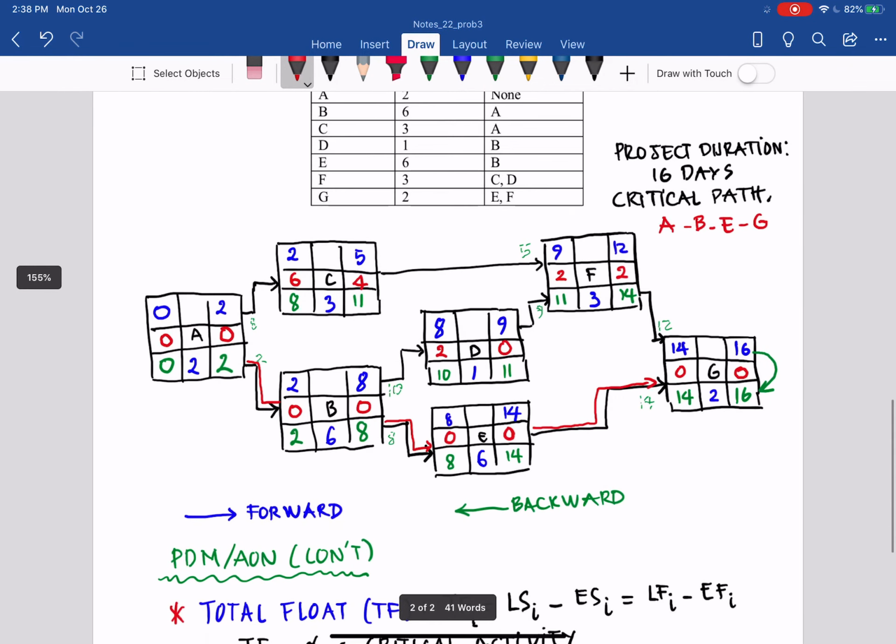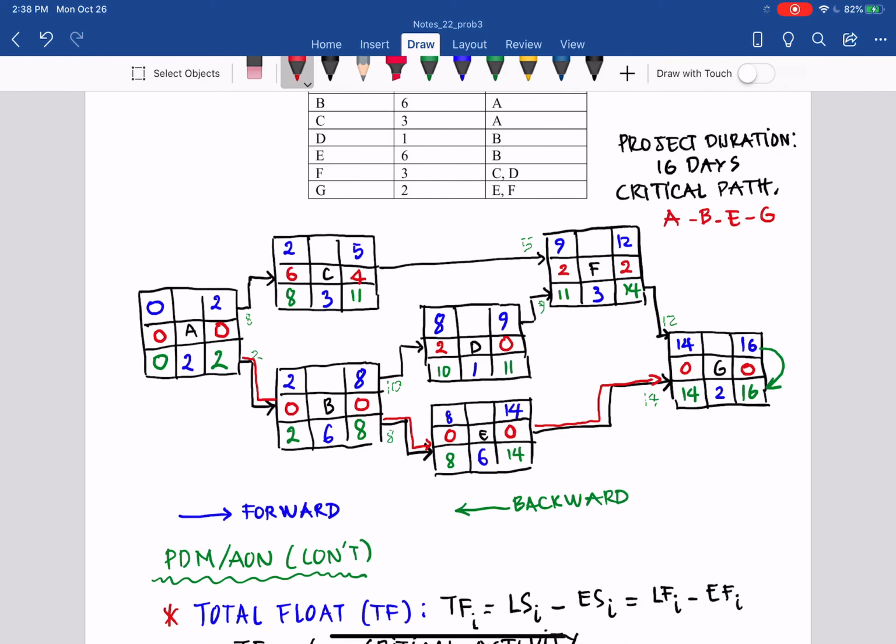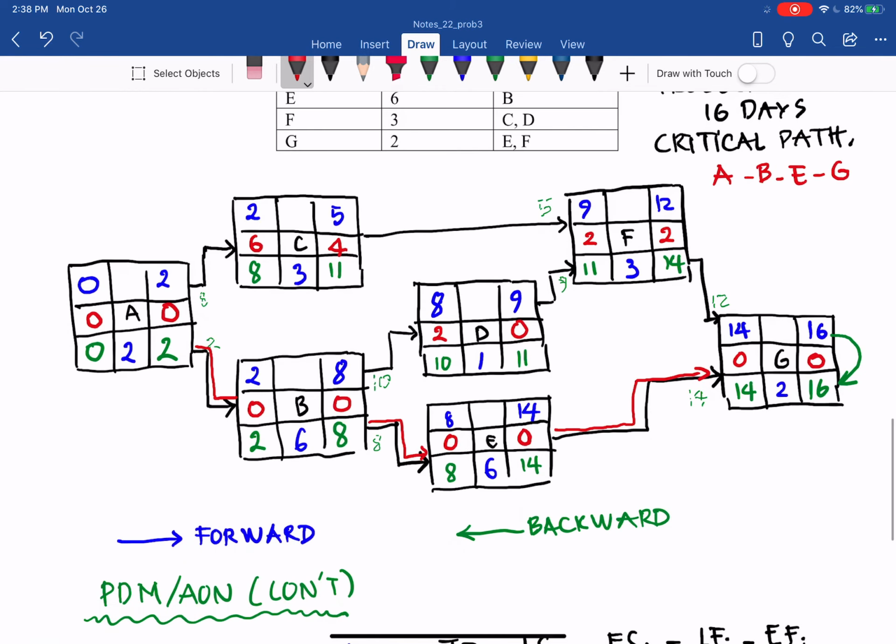Now I want to go further to explain what total float and free float are. Total float is the amount of time that an activity can be delayed without delaying the project. So what does that mean? B, total float is 0. A, total float 0. It means that if you delay 1 day, you delay the project 1 day, so from 16 to 17 days. D, you have total float of 2 days. It means that you can delay 2 days without delaying the project's 16 days. That is what total float is all about.